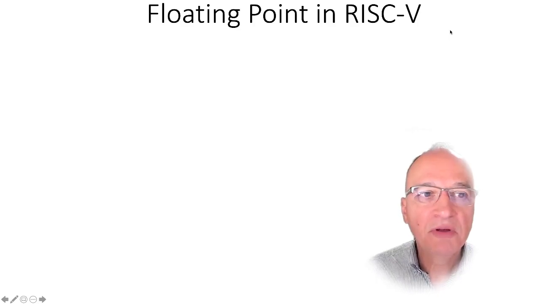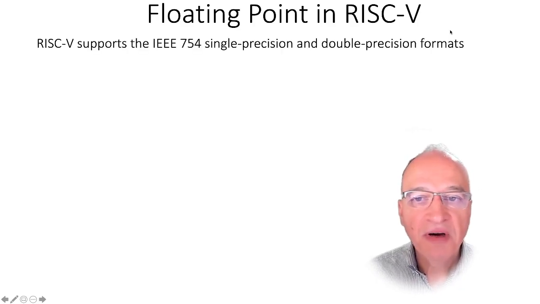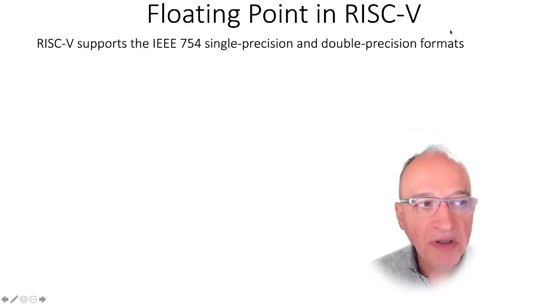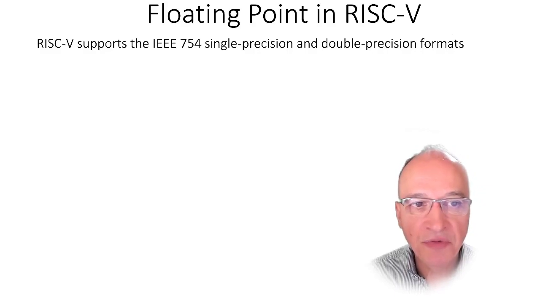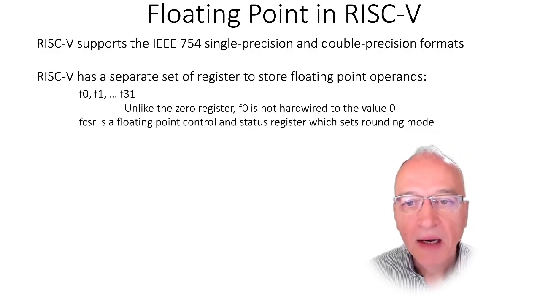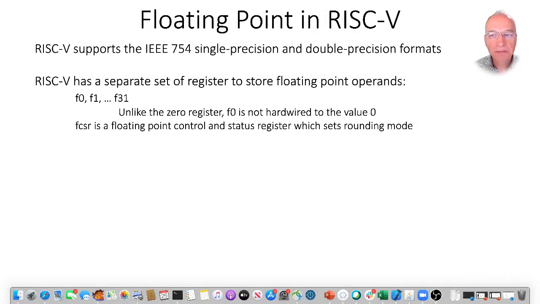So let's talk about floating point in RISC-V. RISC-V supports the IEEE 754 single precision and double precision formats for floating point. RISC-V has a separate set of registers to store the floating point operands, from F0 to F31, as the previous picture showed.